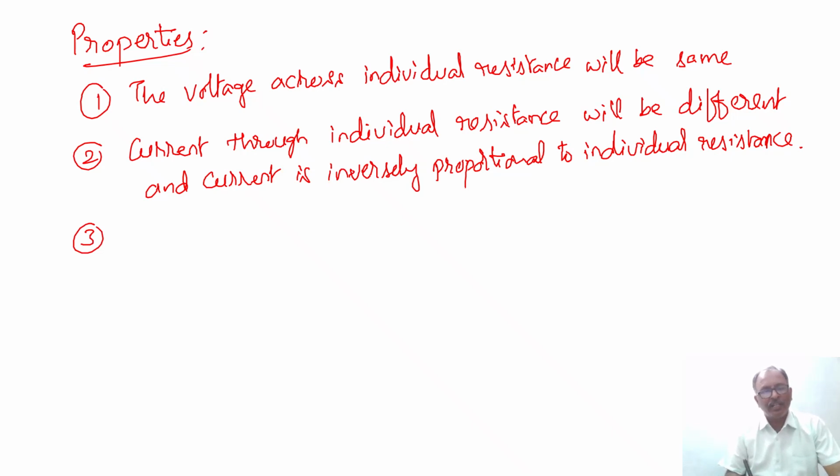And the equivalent resistance is given by the relation 1 by Rp. That means the reciprocal of the equivalent resistance is equal to the sum of reciprocals of individual resistances. Sigma i equal to 1 to n of 1 by Ri gives the reciprocal of the equivalent resistance when connected in parallel, so 1 by Rp.